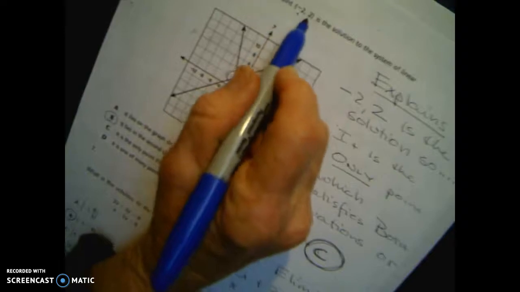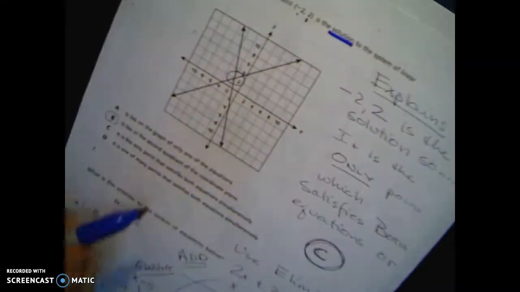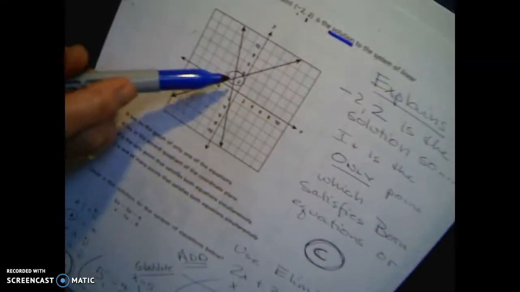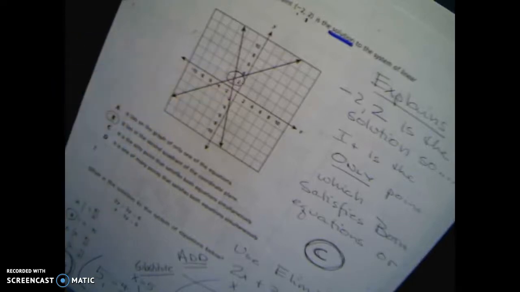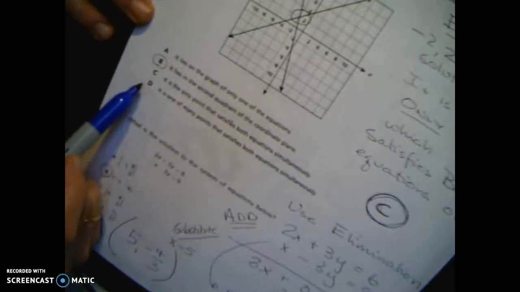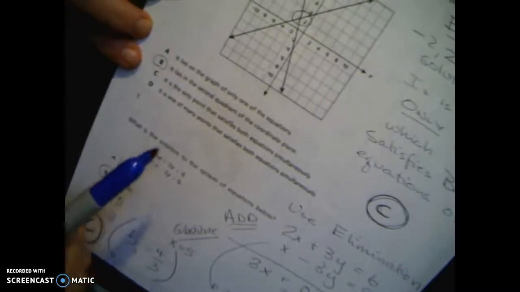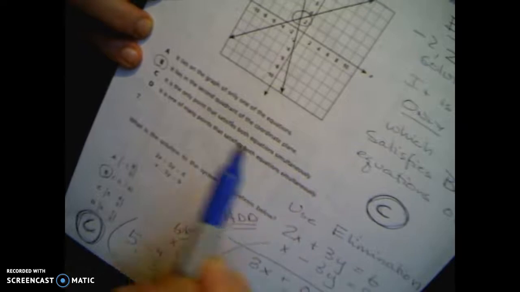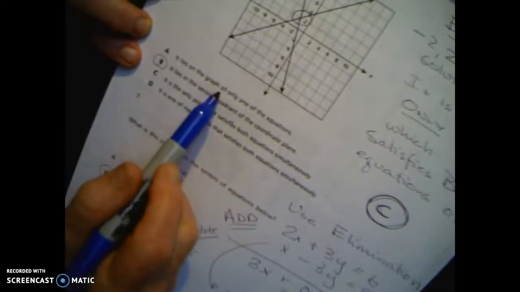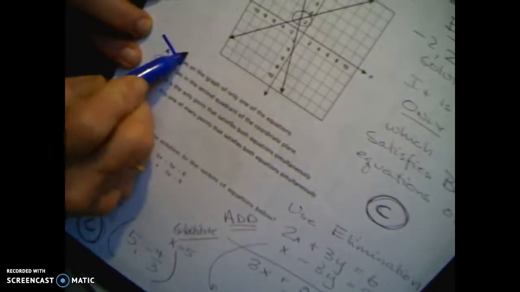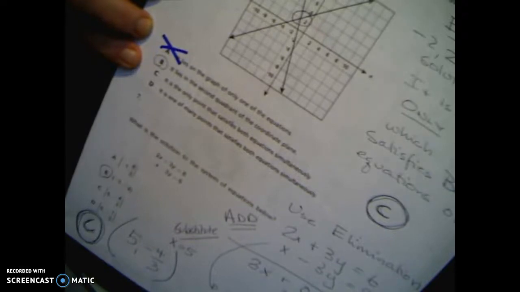All the way up to number 6. Which statement explains why the point (-2, ?) is the solution to the system of equations? So they gave me the point, and of course I double check it. It is the solution. So then I have to go through my choices to see which is the best answer. So let's just go through each one. A says it lies on the graph of only one. Well, that's not true because it lies on both of them.